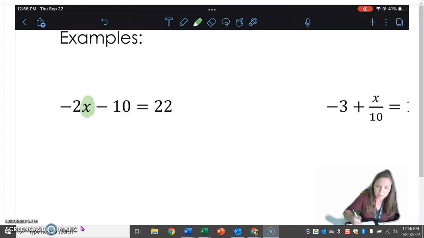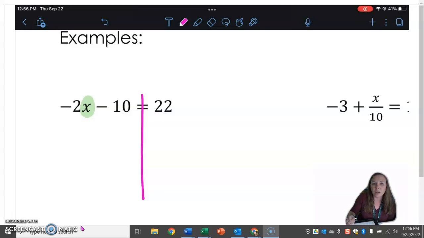Some of you might be able to just look at it and tell what the variable is going to be: negative 2 times something, minus 10 gives me 22. But if we're going to actually solve it, I like to draw a line to show the 2 sides of the equation. Something really important to remember about solving equations is what you do to one side of the equation, you want to make sure you do it to the other.